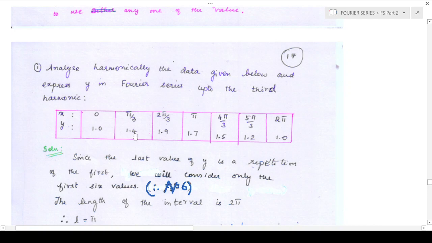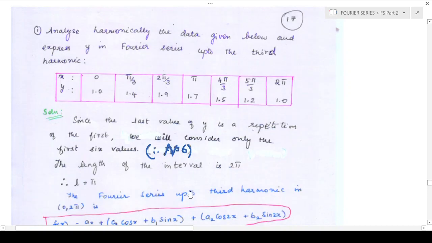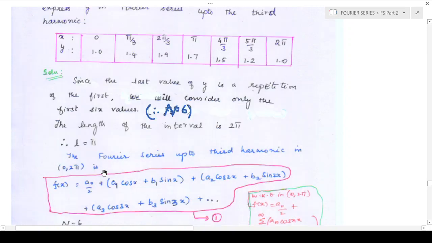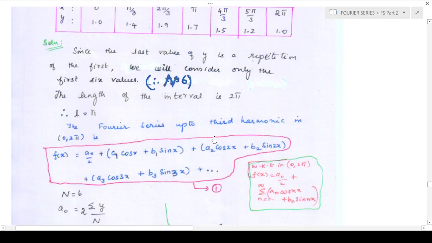The first and last y values are the same, so we have to omit any one. Let us omit the last one. Then how many y values are there? 1, 2, 3, 4, 5, 6. So we are taking only 6 values, so n is 6. What is the length of the interval, 0 comma 2 pi? So L will be pi, that is 2 pi minus 0 divided by 2. It is pi. Then up to third harmonic you have to write, right?